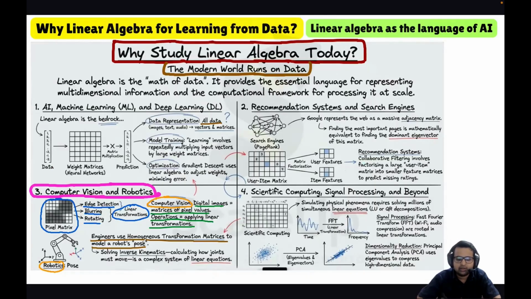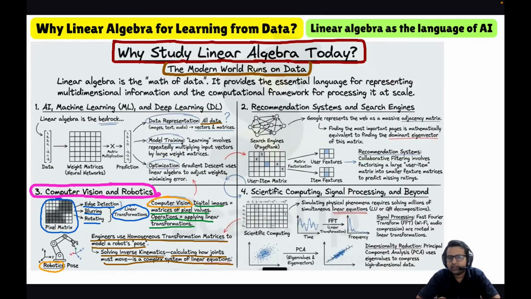Even solving inverse kinematics, like calculating how joints must move to reach a specific point, is a complex system of linear equations. So inverse kinematics also involves complex systems of linear equations, which is a part of linear algebra. Now it's very clear that linear algebra has applications in computer vision and robotics.